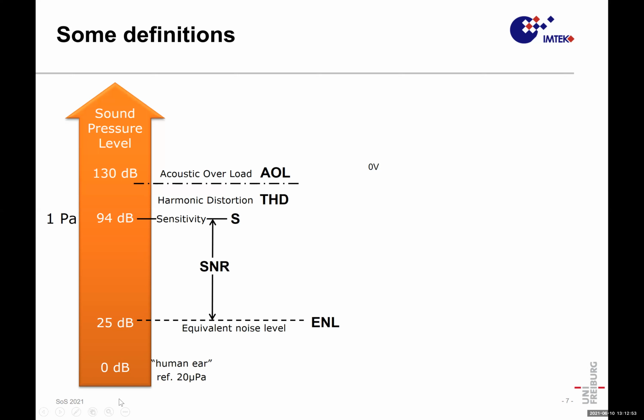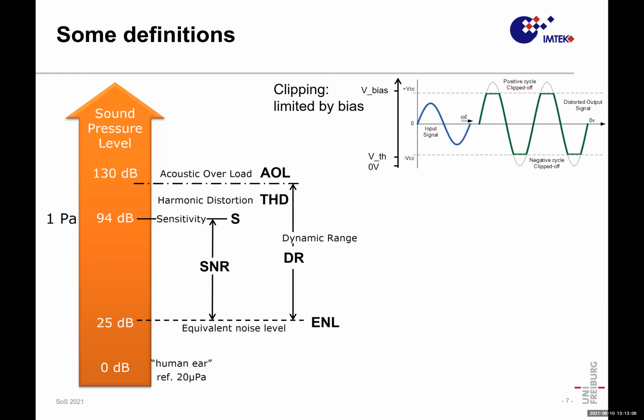So then in the level diagram, we define the signal noise ratio from the eigennoise level to the sensitivity, of course, and the dynamic range is from the eigennoise level up to the acoustic overload point. And these are data sheet levels, simply to say what is happening.